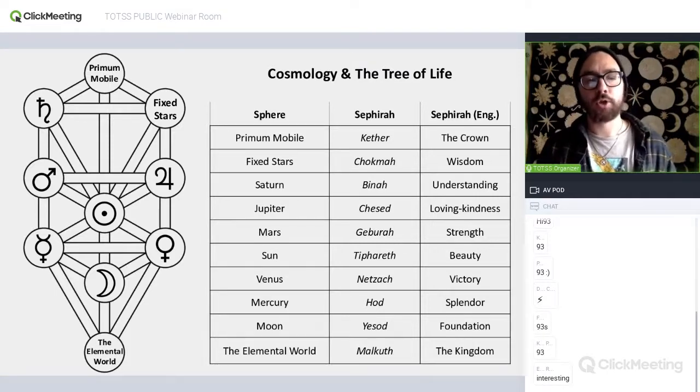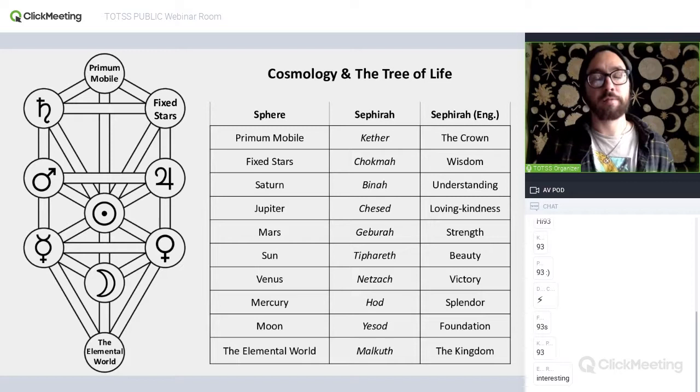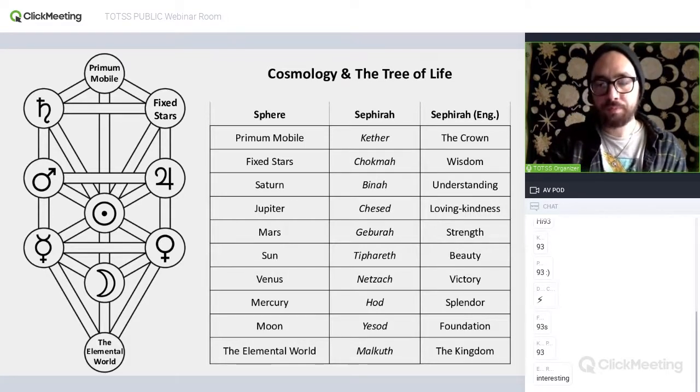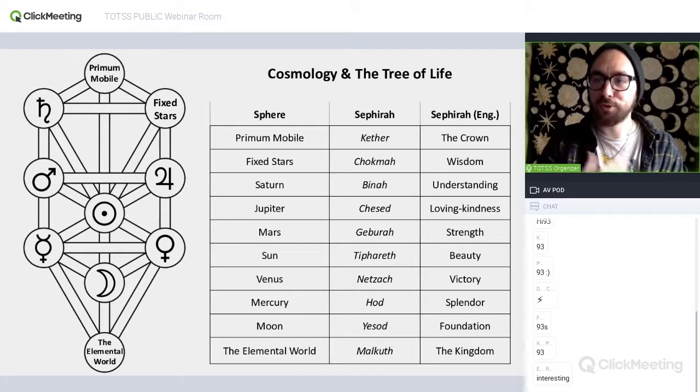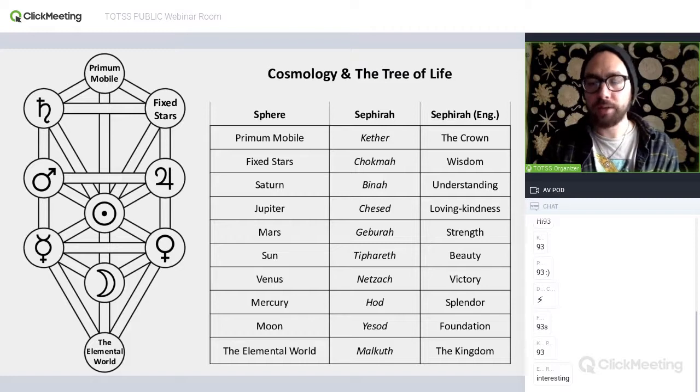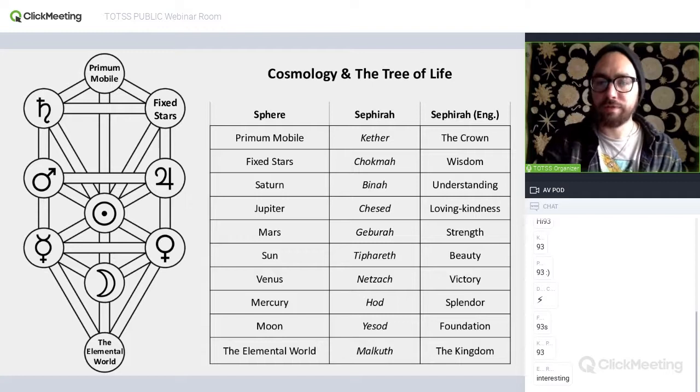And of course, in our tradition, our understanding of the Sephiroth is so much colored by the spheres of the planets. It's really a kind of marriage of that traditional Hermetic cosmology with the doctrine of the Sephiroth. But I'm not going to work through the logic of each individual Sephira and how it corresponds to the planets. I talked about that a little bit in the Sephiroth series, and it's a great thing to reflect on and to spend some time with.